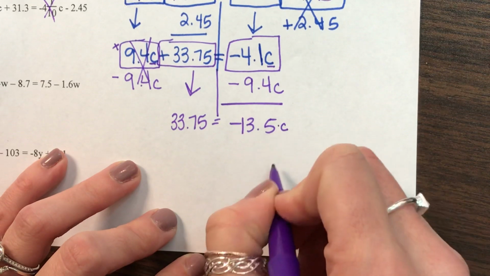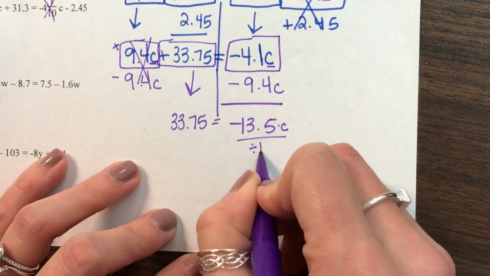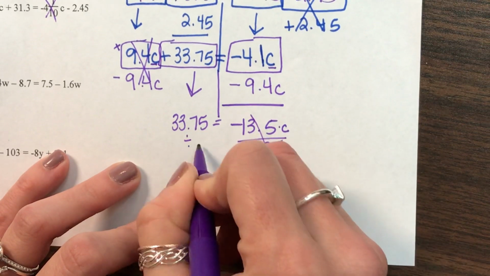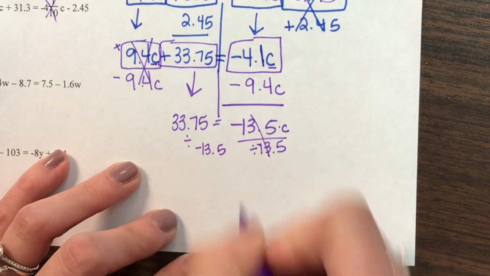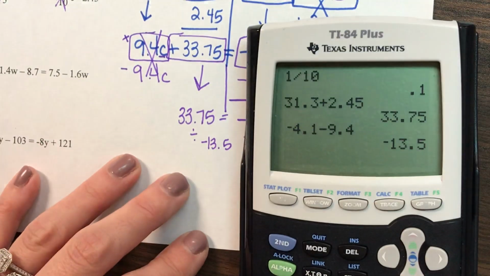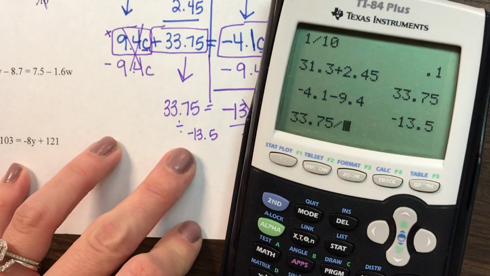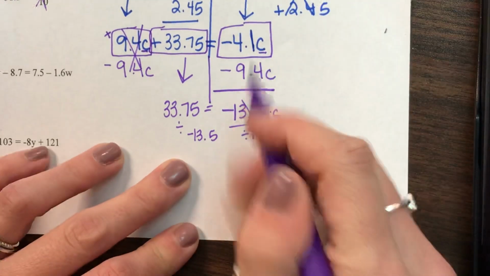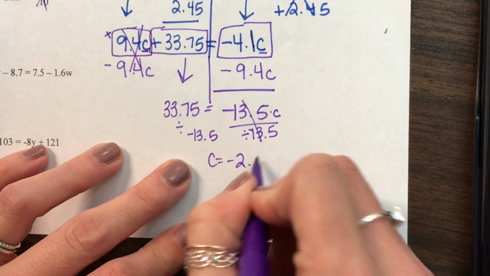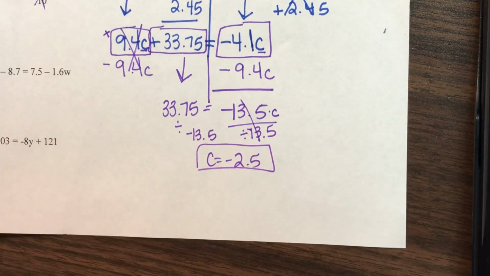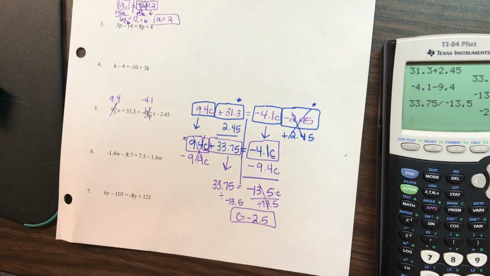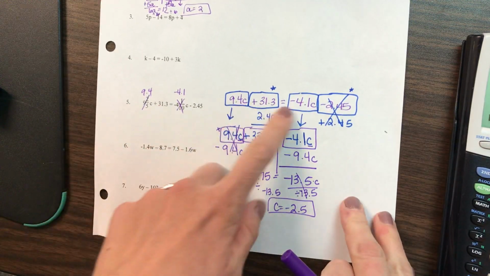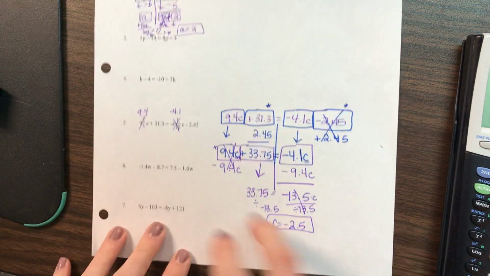Now it's just a one step. This is multiplication, so the opposite is going to be to divide. Negative 13.5 divide negative 13.5. So 33.75 divided by negative 2.5. Yay. And see, I just took up half the page. So if you have scratch paper, I would use it because it helps a lot to rewrite it bigger so you can see it better.